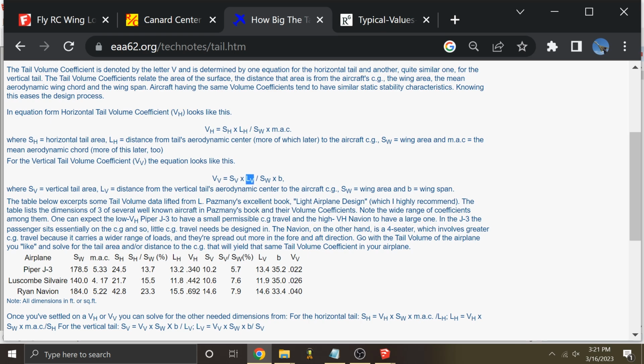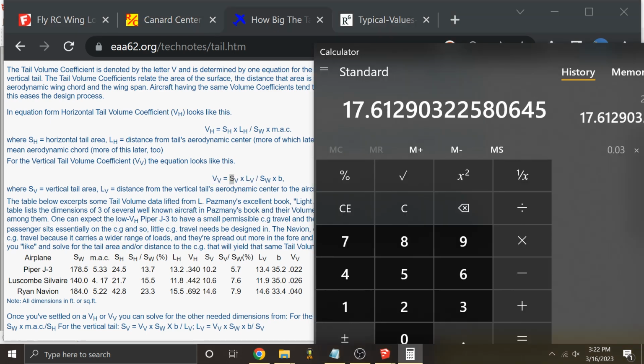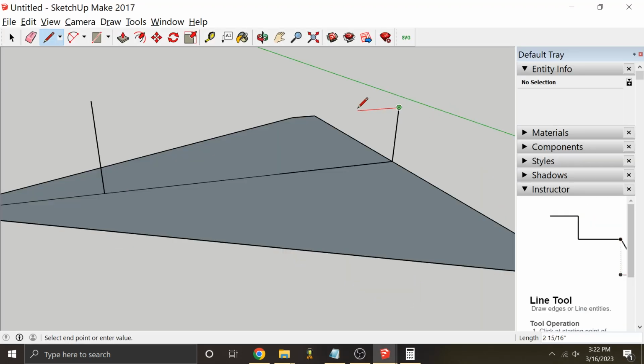We know more or less how far the tail is going to be. It's going to be at the very back of the wing. We know the wing area and we know the span, so then we can use that and our desired vertical tail volume ratio to calculate how big it's going to have to be. So that gives a vertical tail area of approximately 17.6 inches squared. I mean, this is probably going to be around the size that it'll end up being.